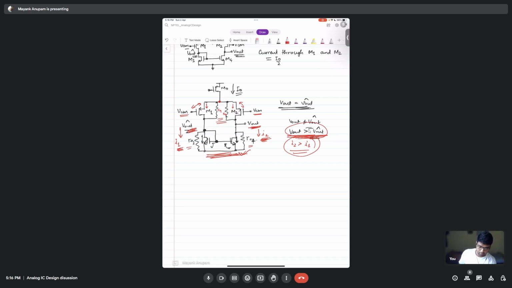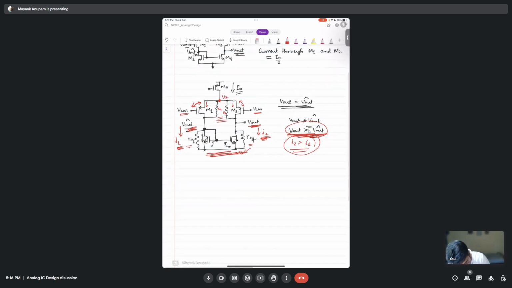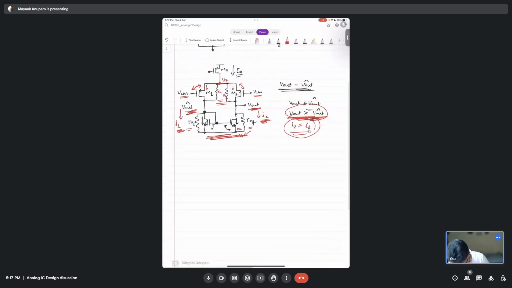No, no, these voltages are fixed. I mean, these are the same. This VCM is fixed. This Vx is fixed. So what I'm saying is, I2 and I1 currents are flowing through these two transistors. Maybe I'm not drawing it properly.